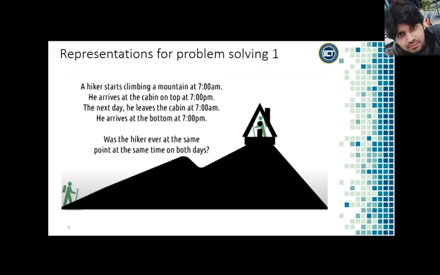Take a minute or two. Revisit the problem again with respect to the given representation and see whether you can answer it or not with respect to the given representation.